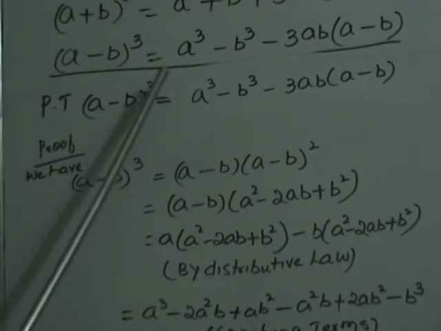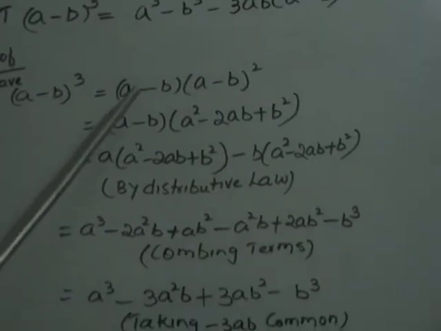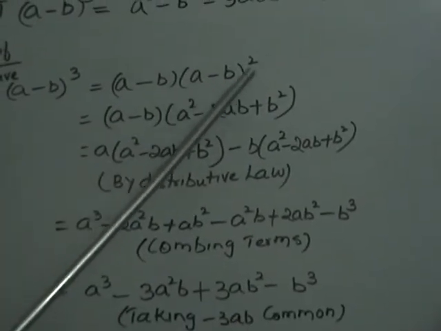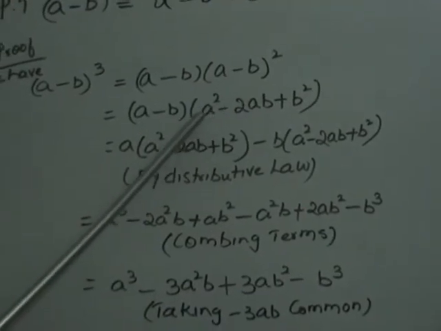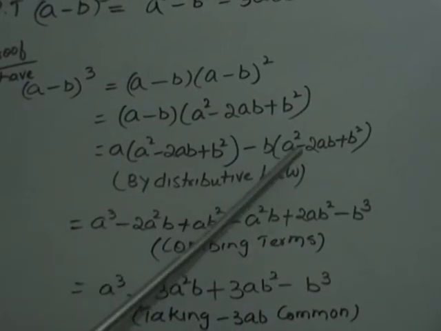Now let us prove the second identity. (a minus b) whole cube is equal to a cube minus b cube minus 3ab(a minus b). We have (a minus b) whole cube as (a minus b) into (a minus b) whole square, which is (a minus b)(a square minus 2ab + b square). By distributive law, we have a into (a square minus 2ab + b square) minus b into (a square minus 2ab + b square).